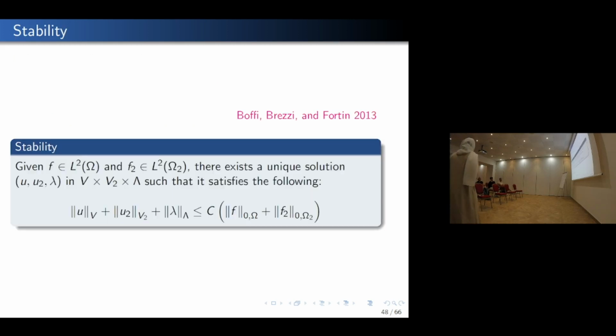Okay? So since the inf-sup condition is satisfied for the continuous problem, and the L-Kerr condition is satisfied for the continuous problem, then we have the stability of our continuous problem that can be written as follows. The norms of the solutions are bounded by the L2 norm of the load functions.